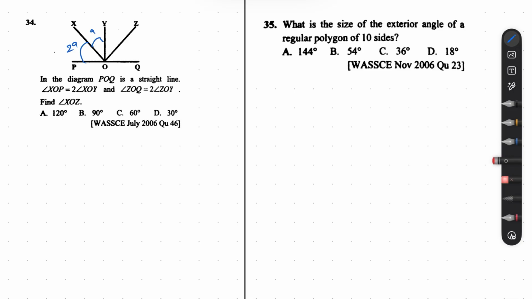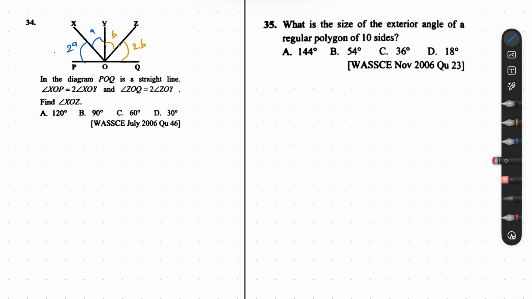It says, and angle ZOQ is twice ZOY. So this angle is twice this angle. If this angle is X, this will be 2X. Let's say this angle is B, and this angle will be 2B. Cool. Now the question says what?